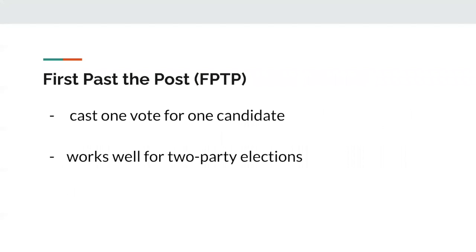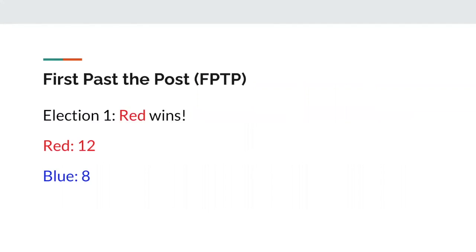The first system we'll talk about is plurality voting, also known as first past the post. In this system, each voter selects their favorite candidate, and the candidate with the most votes is the winner. Let's look at a sample election. Red wins with 12 votes to blue's 8 votes.